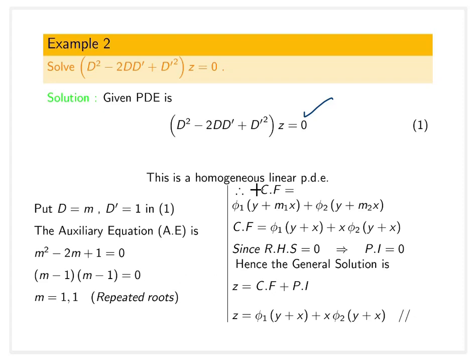So we replace the roots and get the complementary function. Since the right hand side is 0, the particular integral is 0. Therefore, the solution is equal to the complementary function plus the particular integral, that is z = φ1 of (y + x) + x φ2 of (y + x).